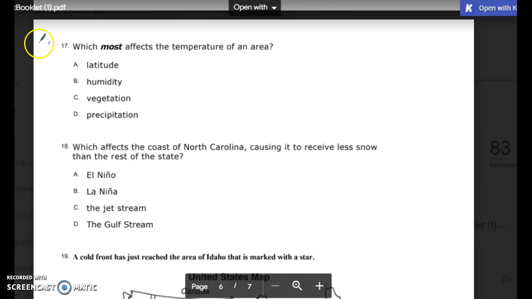What most affects the temperature of an area? I think there's a couple that we can get rid of. Does vegetation, plant life? What about the amount of rain? It rains a whole bunch in Oregon and it's cool. It rains a whole bunch in the tropical rainforest and it's hot. Does precipitation have anything to do with the temperature of an area? Is it humidity or latitude? Why is it latitude? Jesse. Equator is a line of latitude. The closer I get to the equator, the warmer it gets. The further away I get from the equator, the colder it gets.